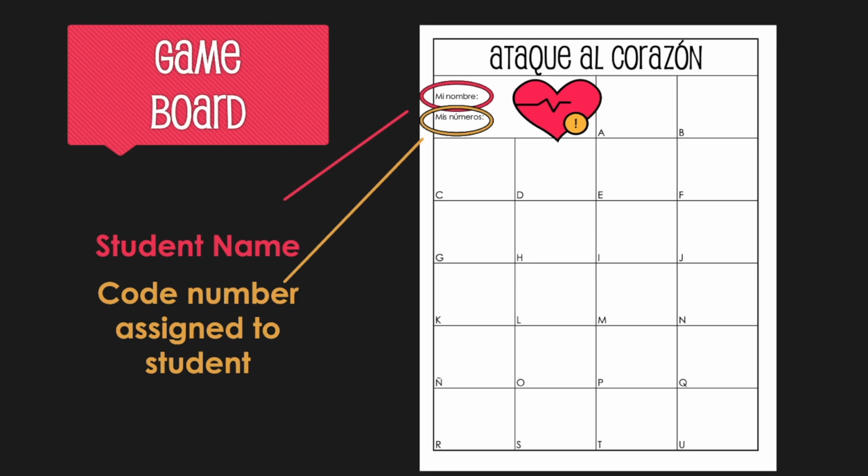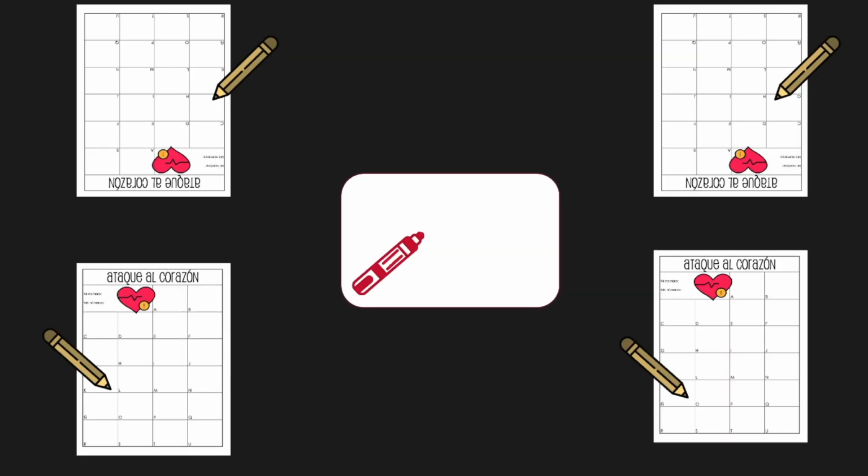So for Ataque Al Corazon, each student gets a game board, and they're going to fill in their name, and then you're going to give them code numbers. It depends on how many students are in the group, but I'll give you those instructions, and they're going to write down those code numbers. Then students are going to sit in a group, that's their team. I normally try to put students in a group of 4, but you could go anywhere from 2 to 6 people in the group. And each person has their own game board and their own pencil.